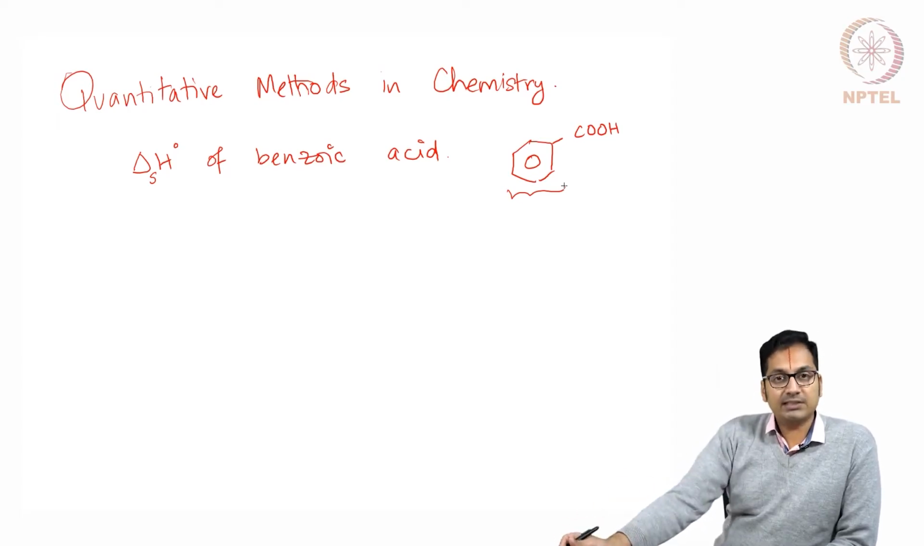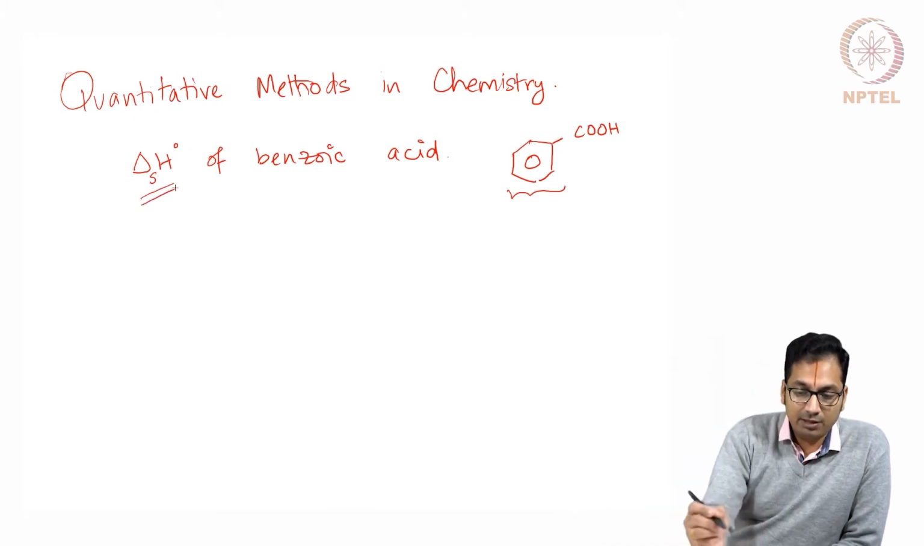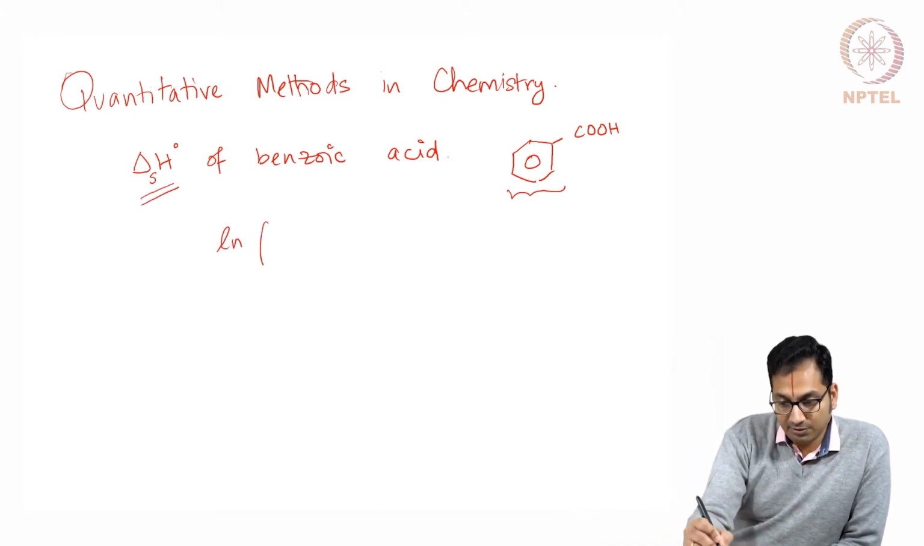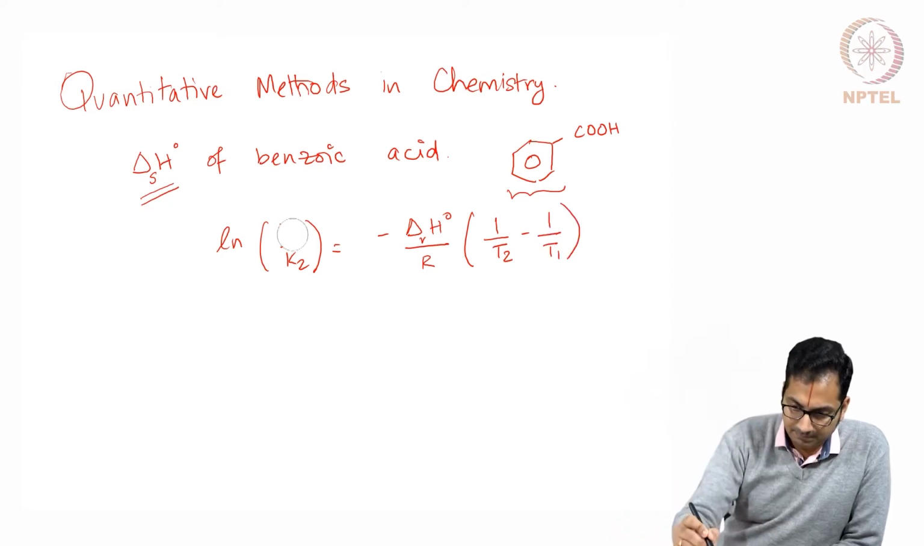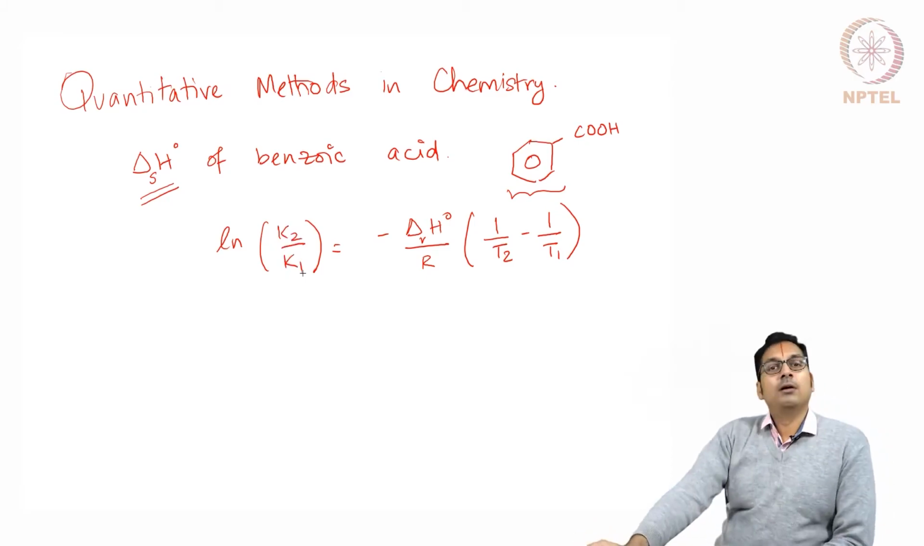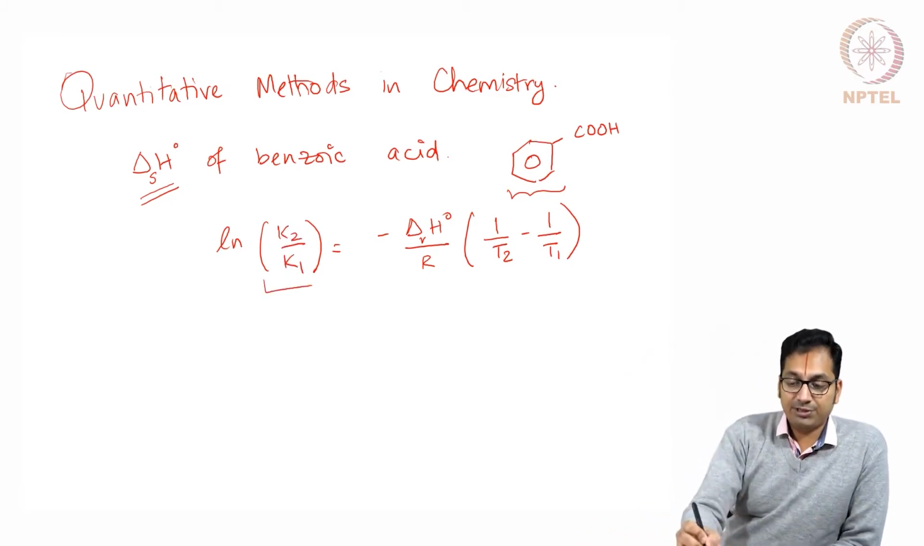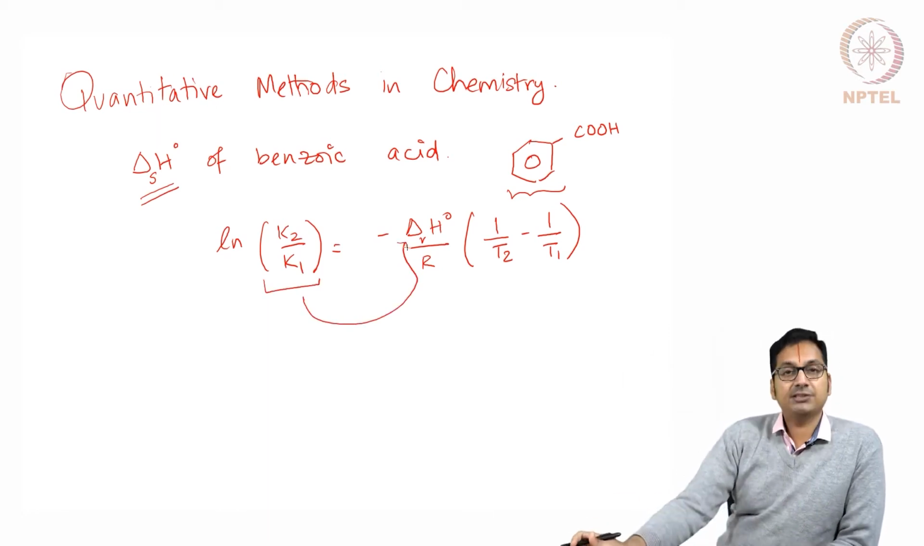Just to give a little bit of basics before we plunge into the background of what this experiment is, one has to understand how we can determine delta H naught. It comes from the Van 't Hoff equation, which relates the equilibrium constant to the reaction enthalpy change as a function of temperature. So this is the relationship from which you are going to be determining the enthalpy change associated with such a process.